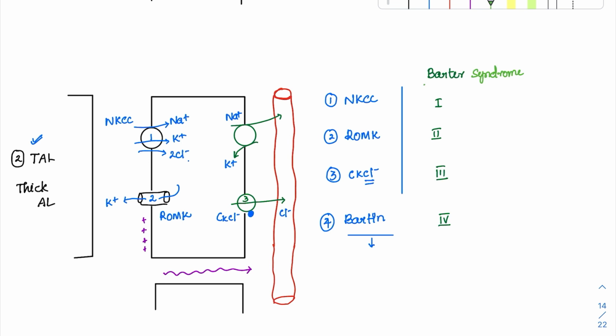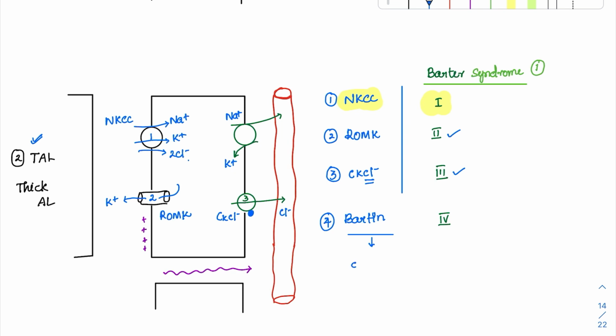This is our first syndrome we are starting to discuss, Bartter syndrome. The primary channel affected here is NKCC, that is Bartter type 1. Whenever ROMK is affected, it is called Bartter type 2. For the chloride channel, it is Bartter type 3. And finally, in the type 4 version, the Barttin protein is affected. This Barttin protein is present in the ear also.